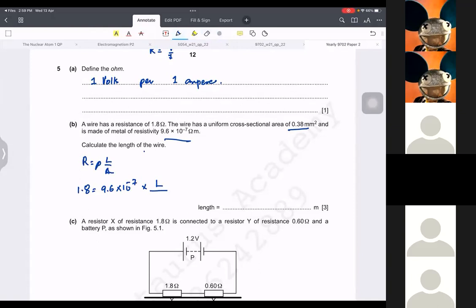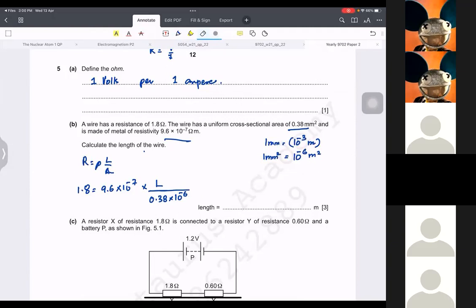First of all, we should remember that 1 millimeter is equivalent to 10 raised to power minus 3 meters. If I square this, like I take 1 millimeter square, I have to square the whole thing as well. So squaring this would be 10 raised to minus 6 meters square. Now you just need to replace millimeter with 10 raised to minus 6. So I'm going to write 0.38 times 10 raised to minus 6 meters square. Just like that, and that's done.